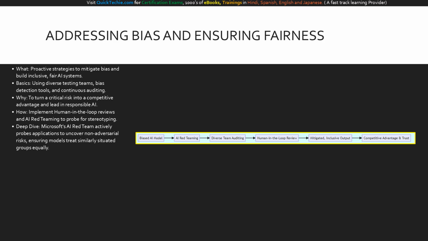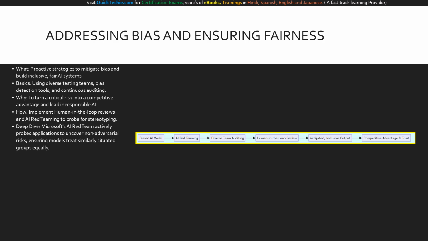This flowchart maps out the defense mechanisms used to neutralize bias. On the left, we face the biased AI model we identified in the previous slide. The first line of defense is AI red teaming, where experts intentionally try to force the model to generate biased content to expose its weaknesses. The flow then moves to diverse team auditing, ensuring that the people reviewing the data reflect the diverse world we live in, catching nuances a homogeneous team might miss. Next, we implement human-in-the-loop review, guaranteeing that a human expert always validates consequential decisions. Through this rigorous gauntlet, we finally arrive at a mitigated, inclusive output.